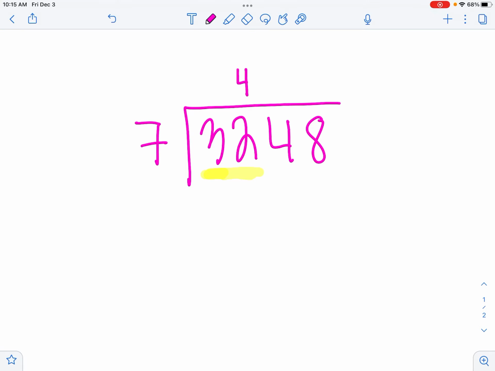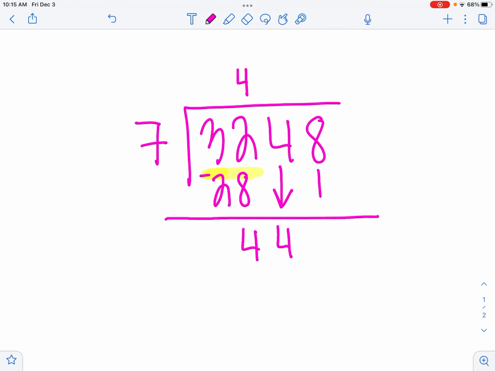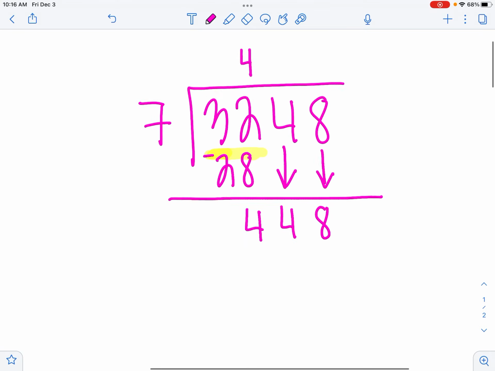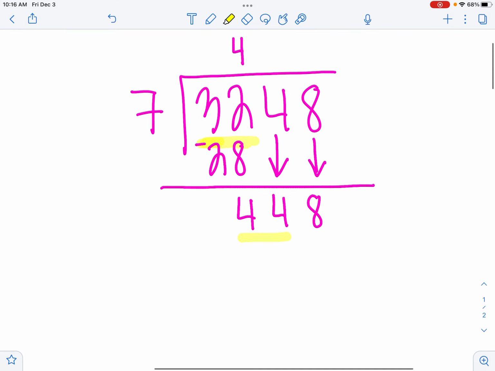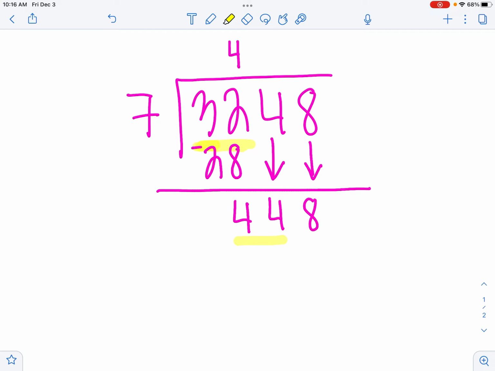And then whatever I put up top there, I have to multiply by this number. So 4 times 7 is 28, and then I subtract these two. 32 minus 28 is 4, and then I have to bring down this 4 and bring down this 8. So now I start over. Once again, I'm going to look at this number, 44, and ask myself, does 7 go into 44? It does. So I ask myself, how many times? It goes in there 6 times without going over.